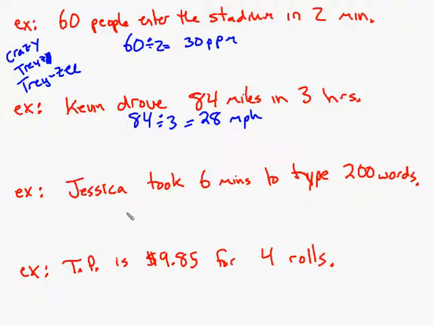All right, Jessica took 6 minutes to type 200 words. Now, what do we do? 6 divided by 200? No. Because that would give us minutes per word. That doesn't make sense. I want words per minute. So that'd be 200 divided by 6. So you got to read what's 200 divided by 6. 33.3. What'd you say?